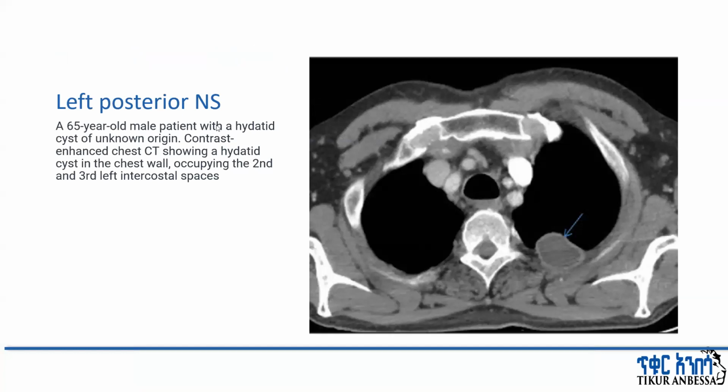Here is left posterior. This patient has no symptoms, an old man who came incidentally with a chest X-ray. The chest X-ray showed a soft tissue nodule in the left upper chest, so CT was ordered. You can see a well-defined, fluid attenuating, minimally enhancing mass in the soft tissue of the posterior chest wall.